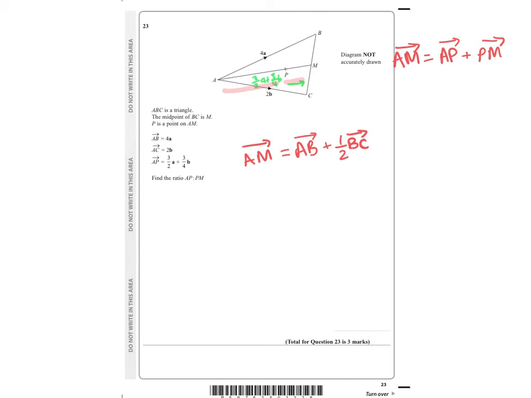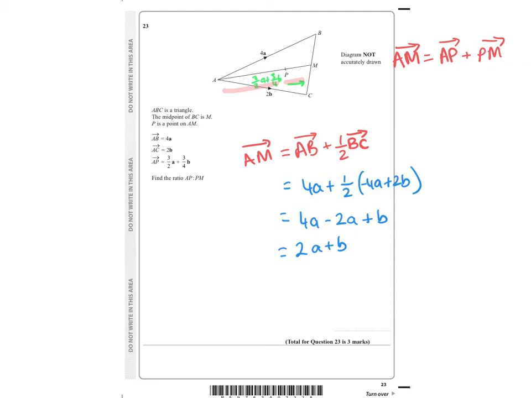So BC first, we need to work out. To get from B to C, I want to go from here to here. I don't have any information, but I know I could do minus 4A plus 2B. So I'm going to get a half of minus 4A plus 2B, and I know that A to B is 4A. Simplifying that, 4A minus 2A plus B, which equals 2A plus B. That is my AM. So I know my AM is 2A plus B.